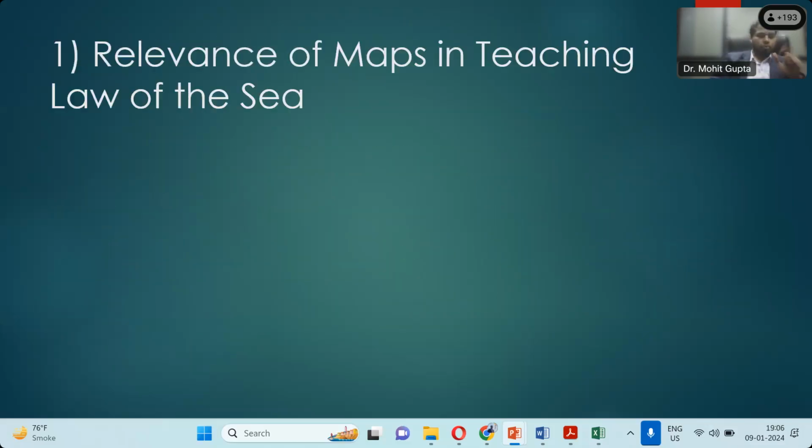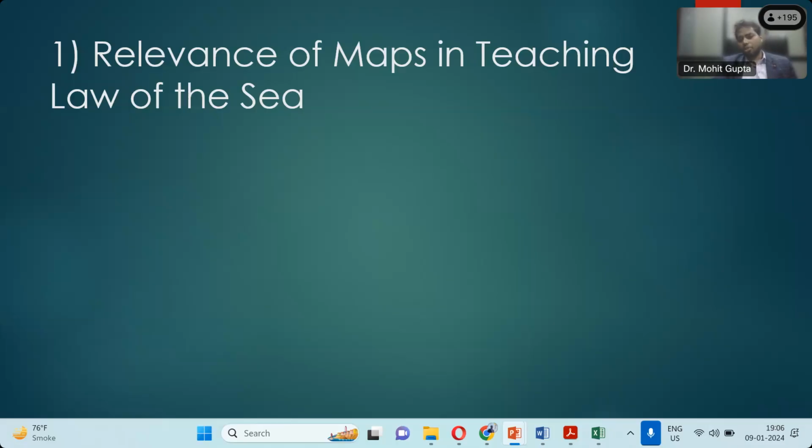Now coming to our topic, when we talk about law of the sea, what I have found in the past 6 years of teaching this subject is that maps are very important. I know that in many law schools, in the international law syllabus itself, there are 1 or 2 modules of law of the sea. But in many other law schools nowadays, the entire subject of maritime law is there, where law of the sea is taught as a module.